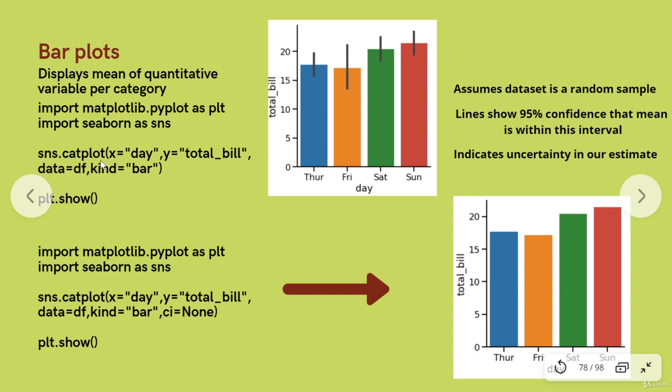So again, I will use the catplot function, x is day, y is total bill, data is df, and kind is equal to bar. So this is what I will get. If you don't want to see these error bars, you will get error bars by default here. If you want to remove them, or if you don't want to show them, then you have to mention the ci equal to None parameter and the bars will be gone.